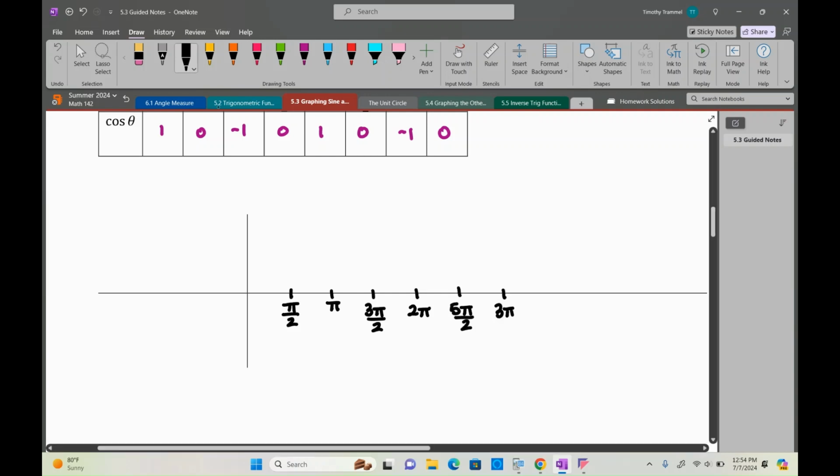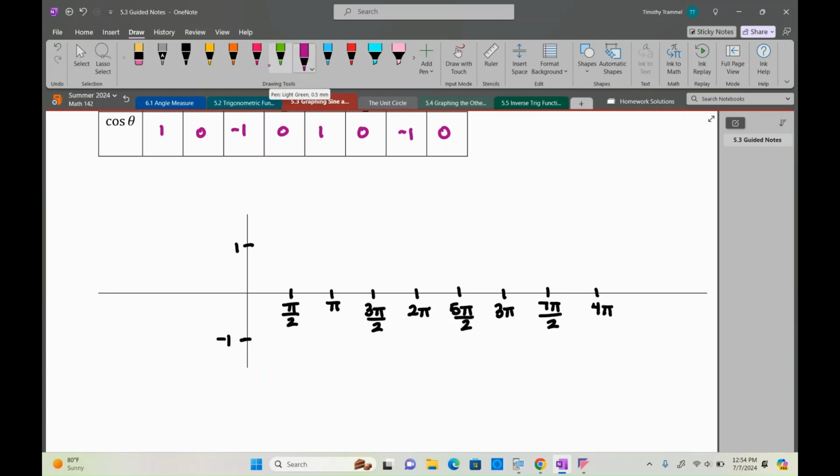I'm going to go out to 2 pi on this one here as well. So we have 7 pi over 2, and then finally an 8 pi over 2, which is 4 pi. There we go. And we just need to go up to 1 and down to -1. And let's go ahead and plot all these values here.